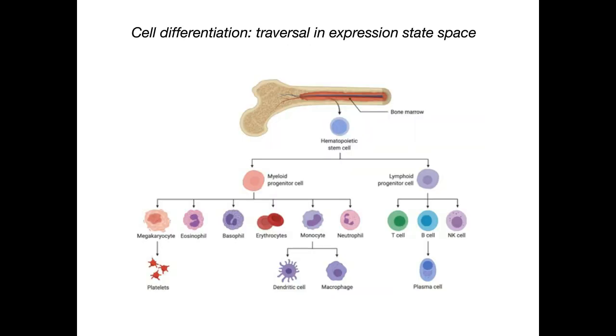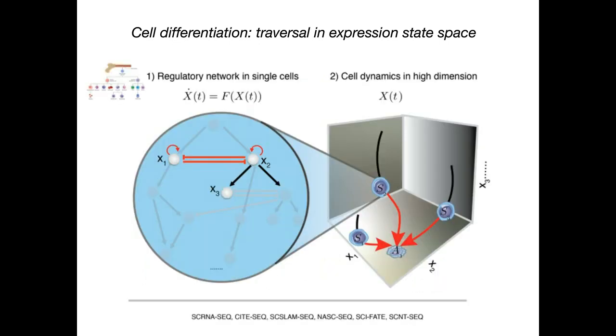Under the context of vector field, we can think of cell differentiation as a traversal in the gene expression space. We know that the cell state can be represented as a vector X, which consists of the concentrations of different genes like S1, S2, and S3. Then the interaction between these genes forms a network. This network can be formulated as a function F. This function F determines the progression of the cell in the gene expression space.